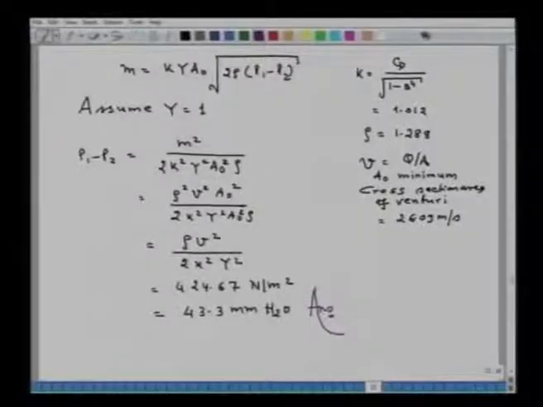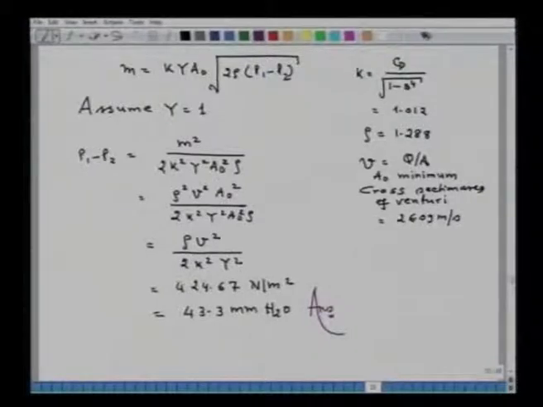Now, this answer is subject to the validation that y is equal to 1. That means the solution of the problem is incomplete at this stage, because we have made the assumption y is equal to 1. So, since we know the pressure difference, now we can calculate the value of y.